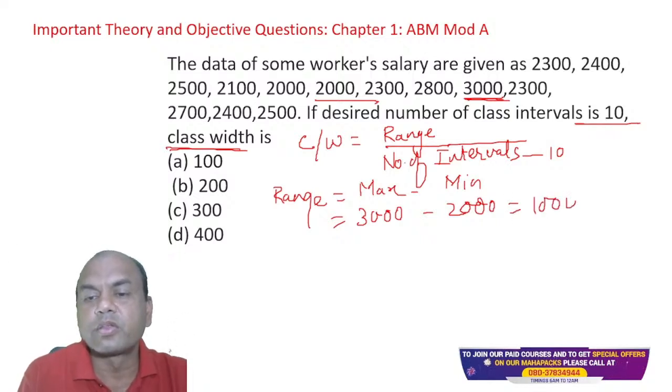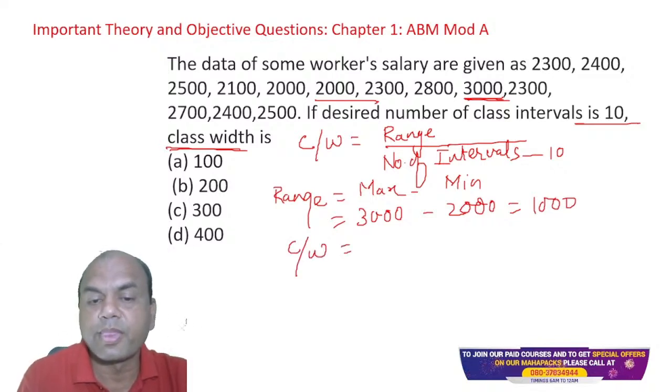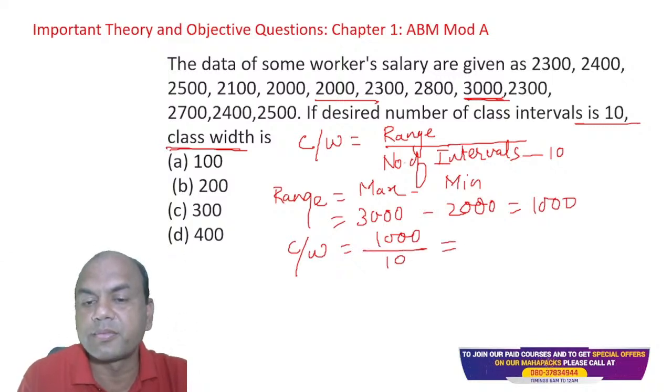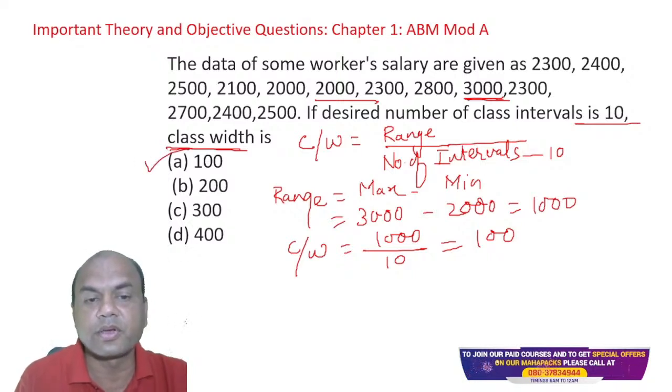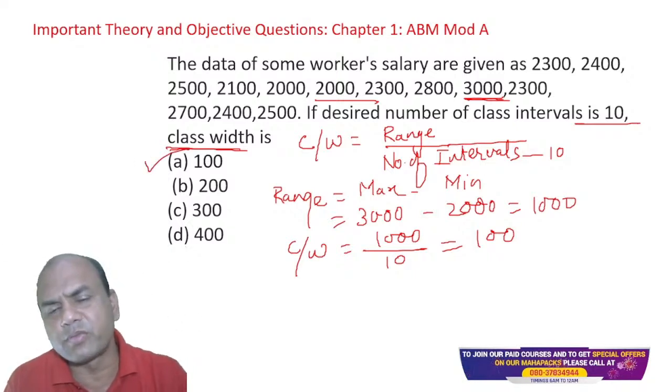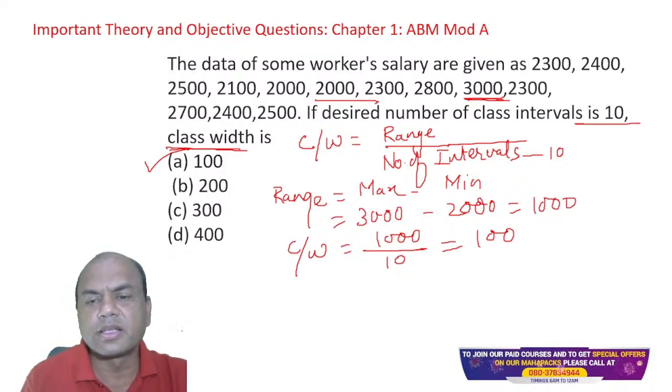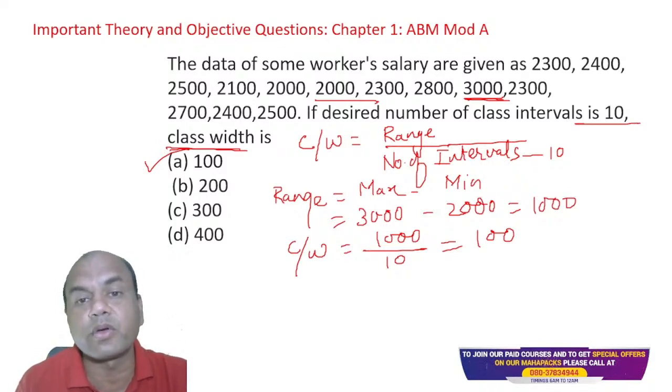So what is my class width now? Class width equals 1000 upon 10, so that is equal to 100. So this is my answer. Class width is 100. What do you mean by class width? What is the meaning of this word? This 100 you have got, what does it mean?